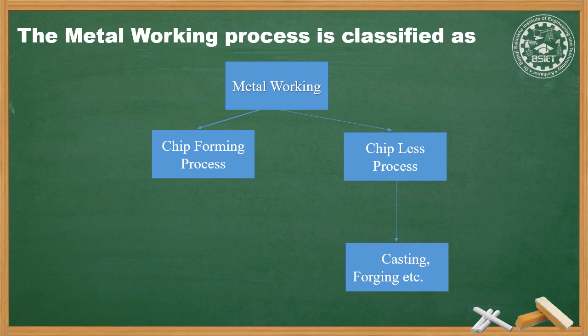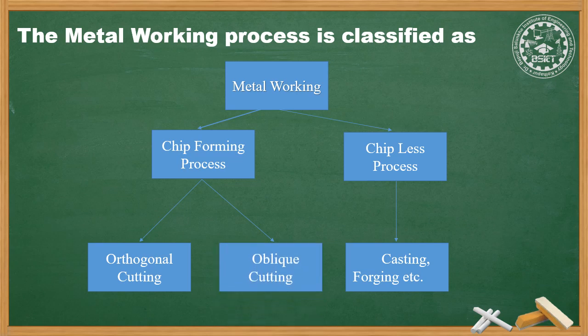The chip forming process is again classified into two types. The first is orthogonal cutting, that is, the cutting tool is placed at 90 degrees, or in a perpendicular direction, to the blank. The second is oblique cutting, that is, the cutting tool is at a certain angle while cutting. Orthogonal cutting and oblique cutting will be explained in further detail in this subject.